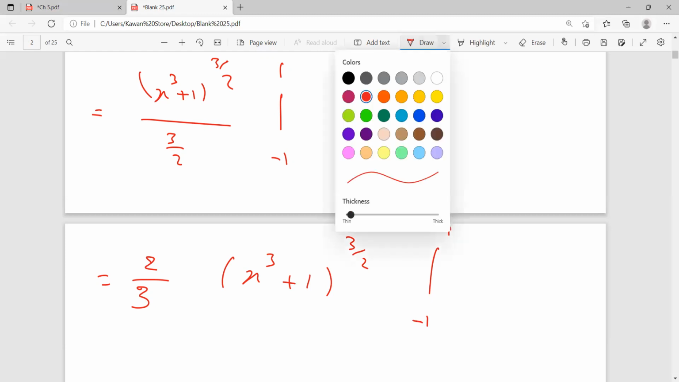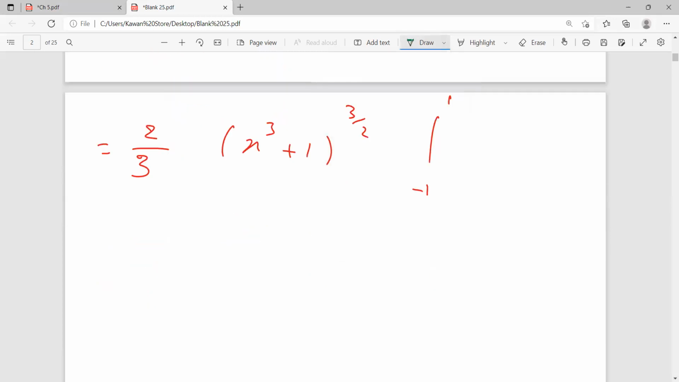Because we have a boundary, first of all, try to substitute the upper boundary. So I'm going to write down 2 over 3, and you can use it again inside. So I will write something minus another thing.